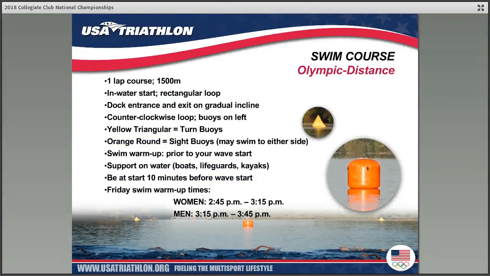The swim course for Olympic distance, as mentioned with DL, there'll be orange circular buoys on the course, as well as yellow triangular buoys on the course. The orange are sight buoys, in which case you may swim to either side of those sight buoys. The yellow buoys are triangular buoys. Those are your turn buoys. You must go around those with your left shoulder.